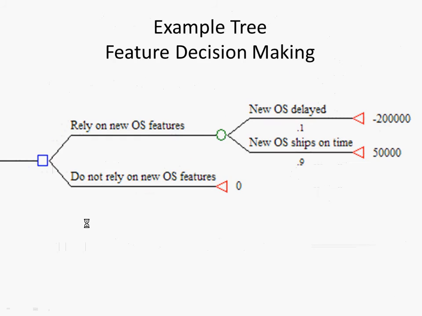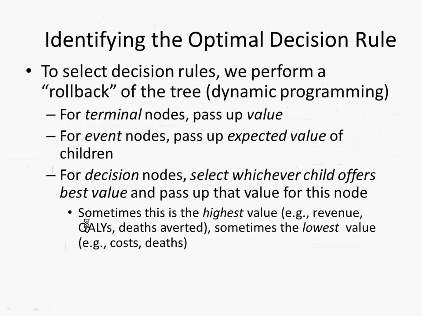Okay, so that's great. So for event nodes, it's expected value. For decision nodes, you select whichever child offers the best value, the best outcome. When I say best here, it could be maximum, it could be minimum. Sometimes it's maximum, if more is good, like death averted or revenue. You'd select the lower value if more is bad. Does that make sense? Okay, so here's an example tree.